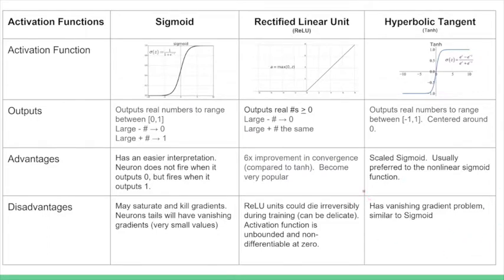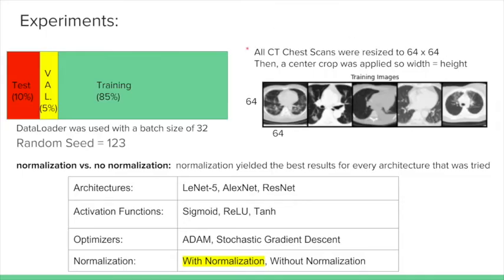tangent situation. But ReLU units, on the other hand, can die during training, and the activation function can be unbounded and non-differentiable at 0. So there are advantages and disadvantages to these different optimizers and activation functions, and similarly to these different architectures as well.